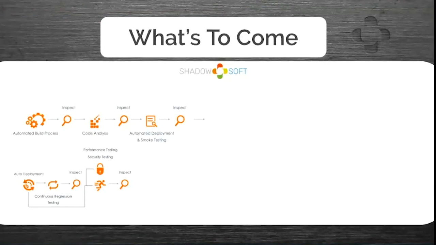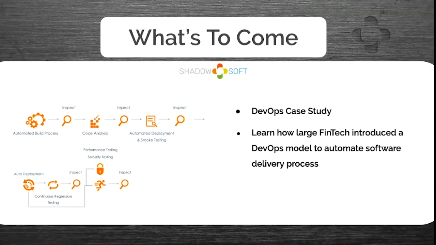All right. What's to come? David mentioned that we have two more webinars as part of this series. Our next one will be talking about DevOps best practices and tooling. Here's a little sneak peek at our rough architecture. And then thirdly, we'll have a deeper look into a DevOps case study where you'll learn how a large fintech used a DevOps model to automate software delivery process. So keep an eye out for those two webinars in the coming weeks and months.